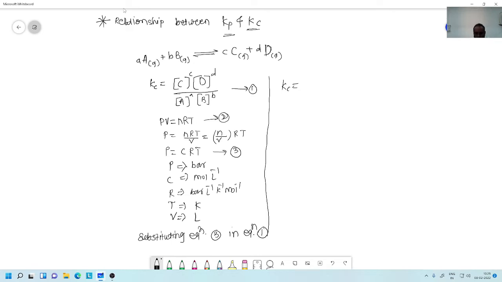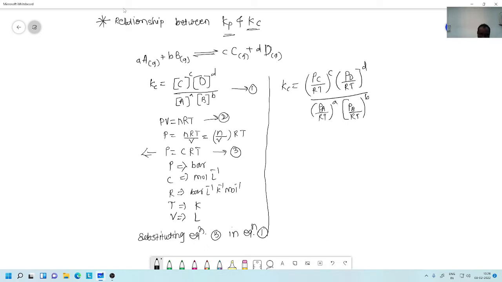Kc is equal to PC divided by RT raised to c, times PD divided by RT raised to d, divided by PA divided by RT raised to a, times PB divided by RT raised to b.